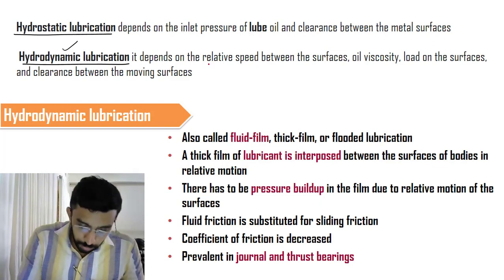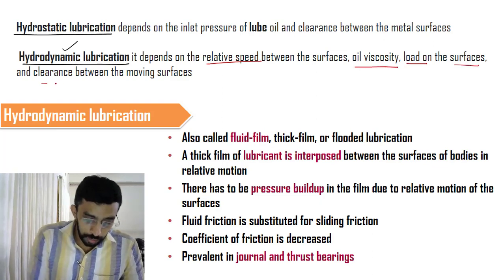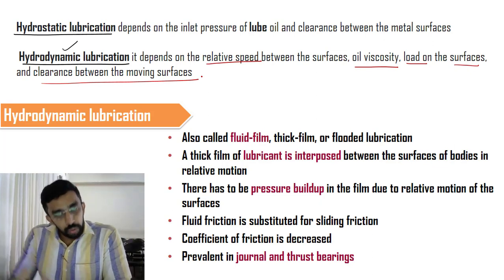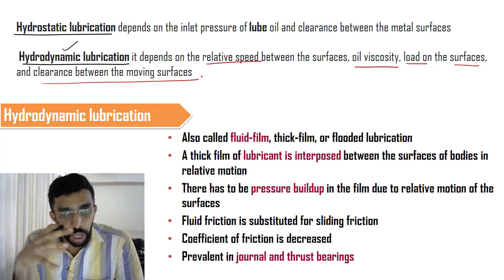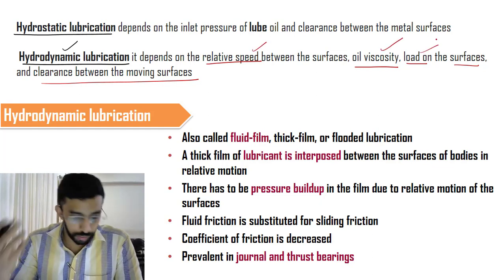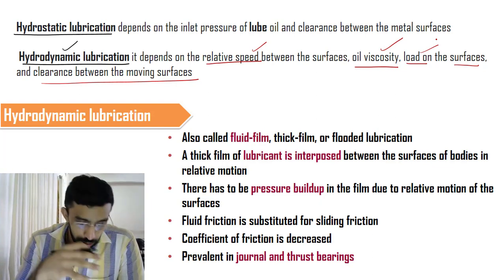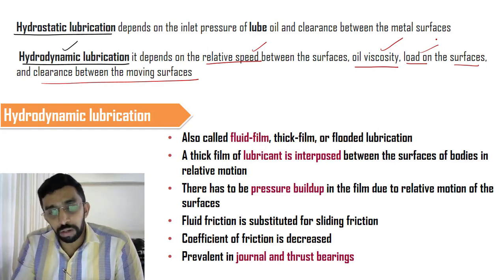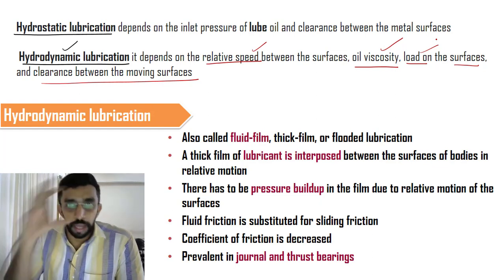So here it depends upon the relative speed between the surfaces, oil viscosity, load on the surfaces, and clearance between the moving surfaces. All these parameters contribute to the development of this kind of fluid layer. So what's the physics happening there? How is this oil film created based upon the speed, viscosity, load and clearance? All these things we are going to discuss in the coming slides. That means initially we don't have lubrication, but as time progresses and motion occurs, we have a lubricating system within the arrangement.